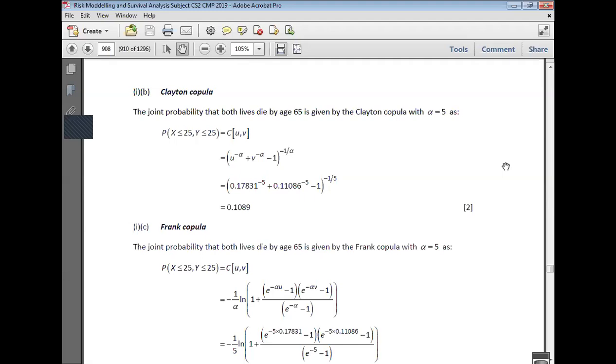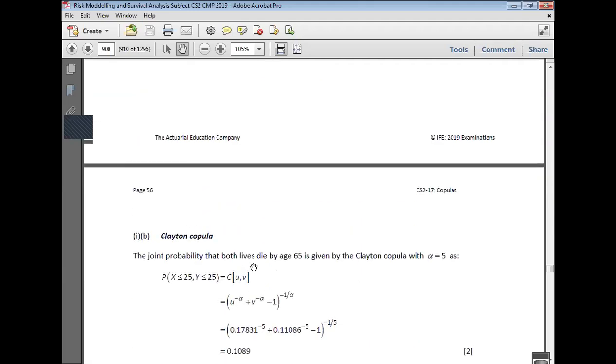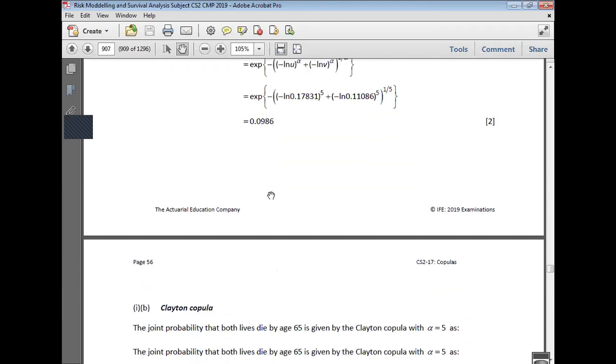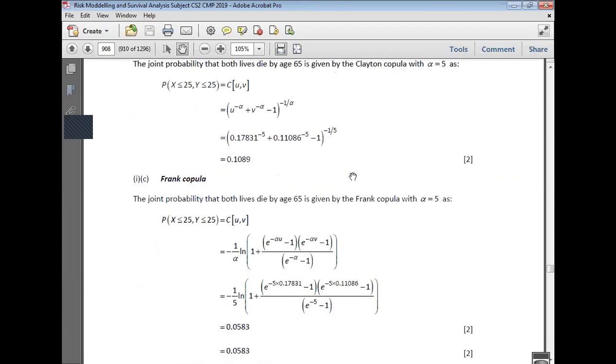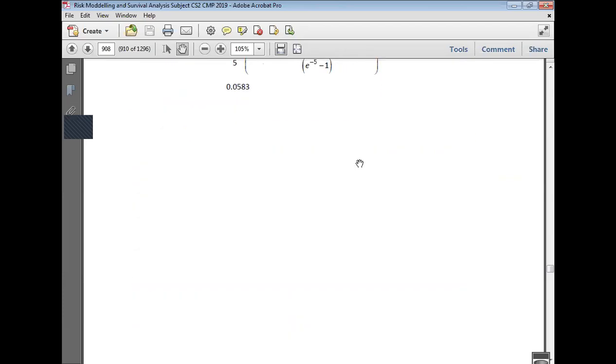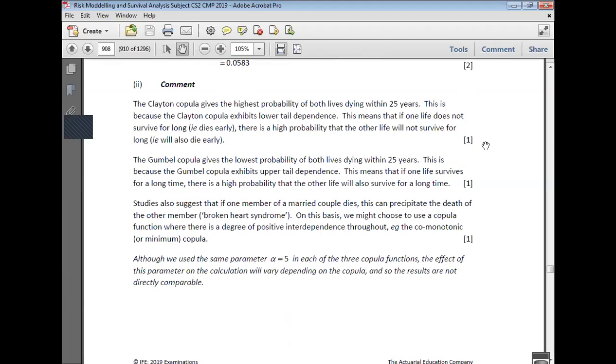It's Clayton. If you have a look at these probabilities and check which one has the maximum, it will be Clayton, right? 0.1, 0.05, and 0.09 here. So the Clayton copula has the highest probability amongst these three. That is what they have commented here as well. The Clayton copula gives the highest probability. This is because it exhibits lower tail dependency, and that is the thing that you would want to capture here.